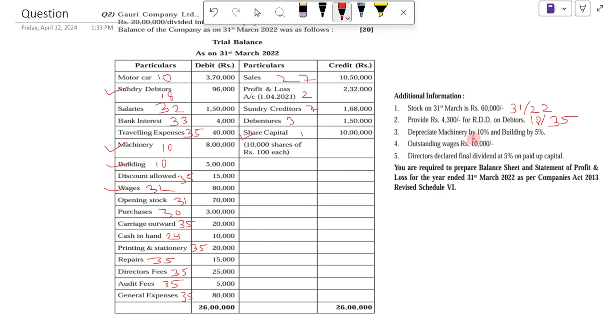Machine depreciation 10% and building 5%. First effect will be in note number 10, second effect in note number 34. Outstanding wages, first effect we have to give in note number 32, we have to add the outstanding wages, and second effect in note number 8. And next is directors declared final dividend 5% on paid up capital. First effect you will give in note number 2, and second effect in note number 9.